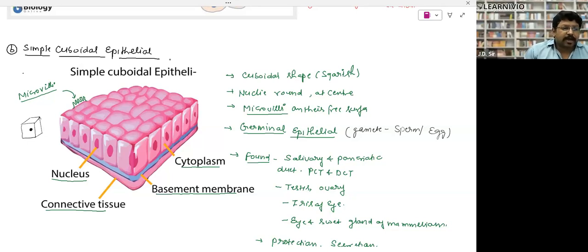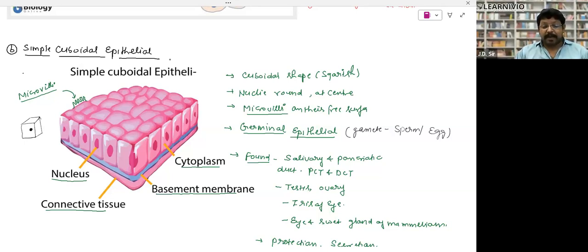You can see protoplasm is present inside, but they are a cube shape. And sometimes microvilli, these finger-like structures, develop on the top of them. They are cuboidal or spherical in shape. Nuclei are round, not flat like squamous, and at the center. Microvilli are on their free surface. The rest of the surfaces are not free. On the free surface, these small finger-like structures develop, called microvilli.